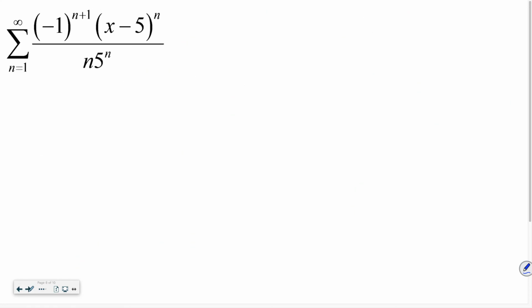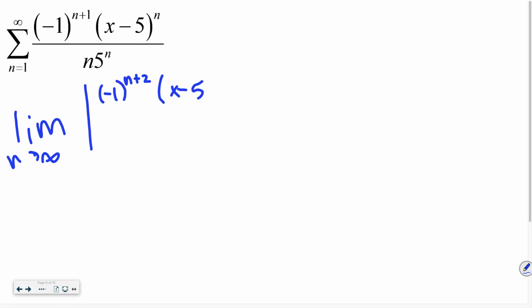All right. Richard, where is this centered at? 5. This is centered at 5. We have x minus 5 to the n. So task number 1, we need to find our radius of convergence. Set up your ratio test. You don't need me for that.